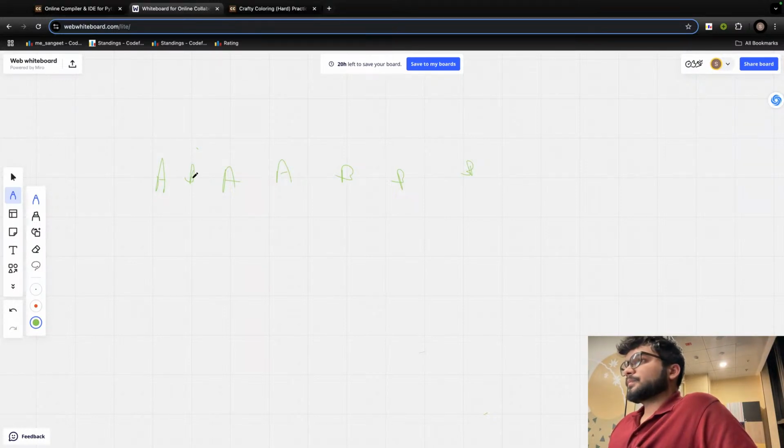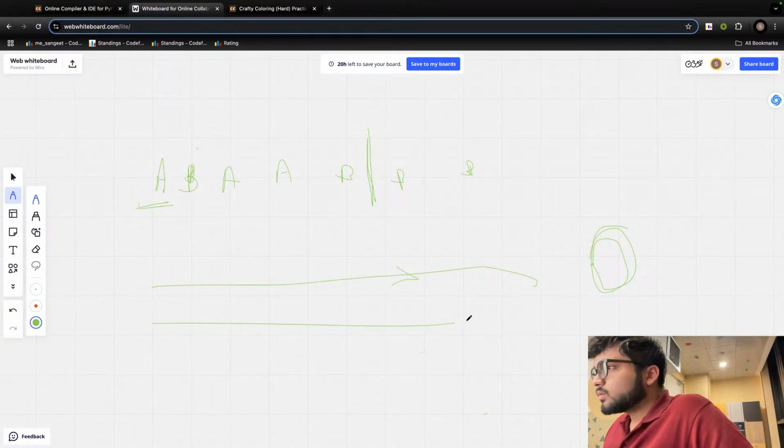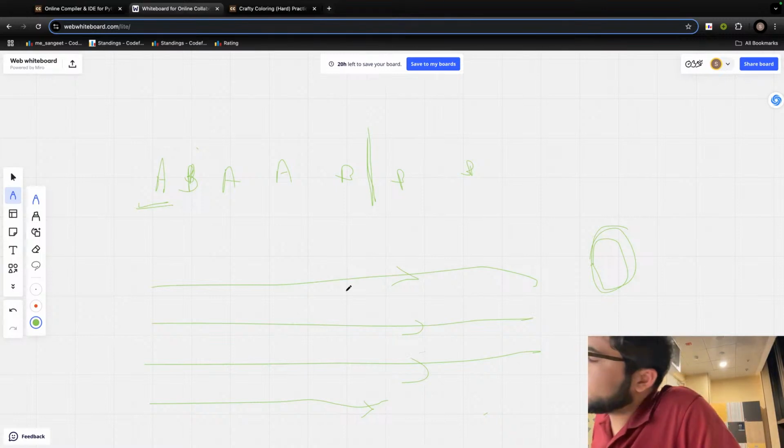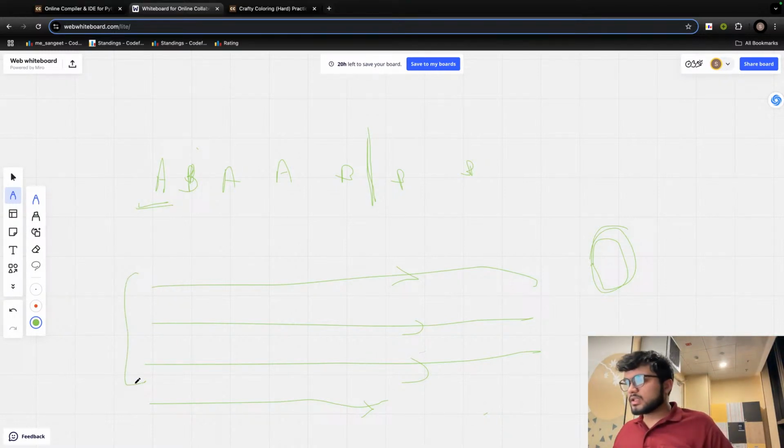For example, this A, right? So let's say we know we need to make 3 iterations of this entire string, and then we will be ending here, right? So we'll go 1, then again 2, then again 3, and then this sequence will end here, right? So can we count this? Yes, we can.